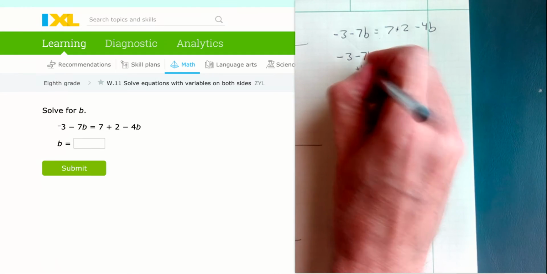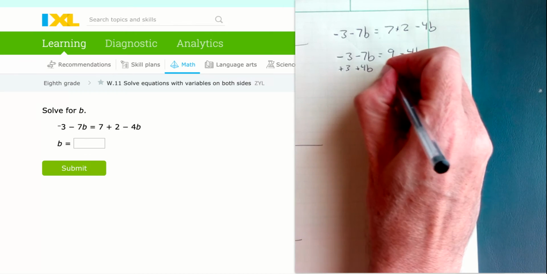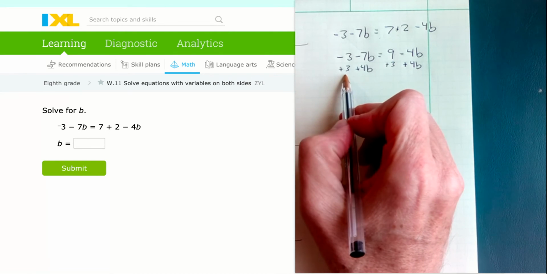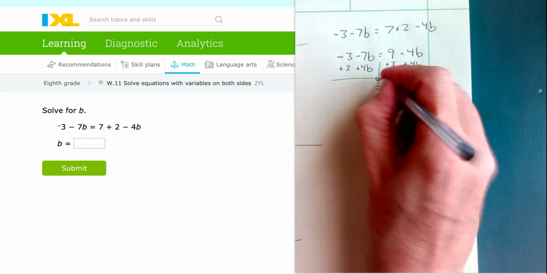That brings the b terms to the left side of the equation. I'm going to add 3 to both sides. That's going to move this non-b term to the right side of the equation. Put my equal sign right where it belongs.